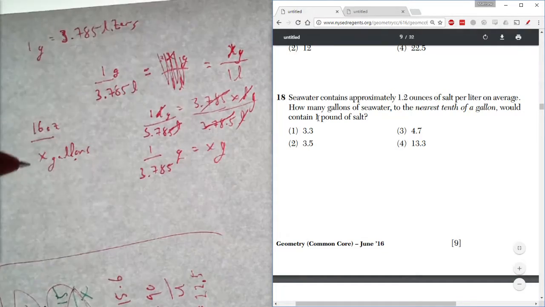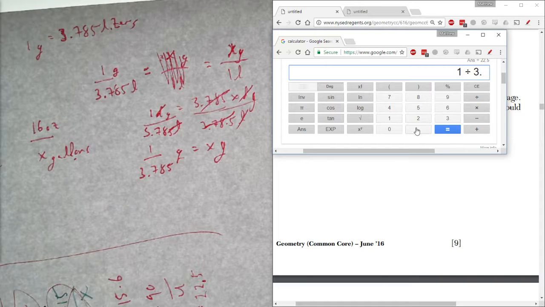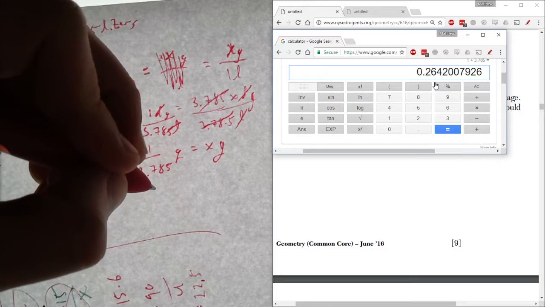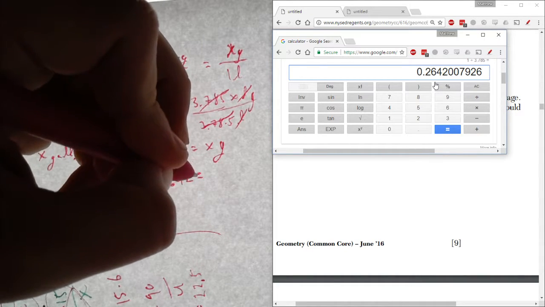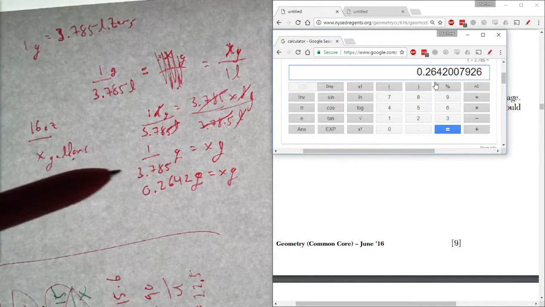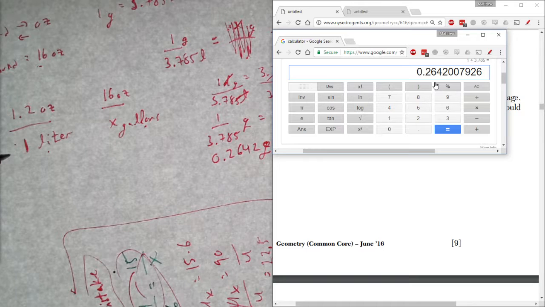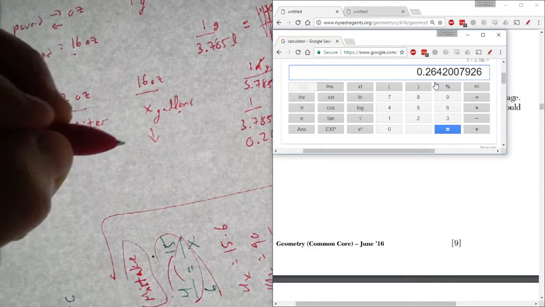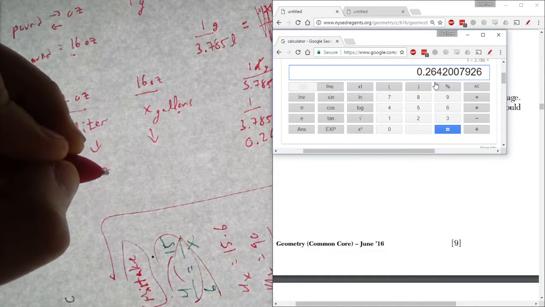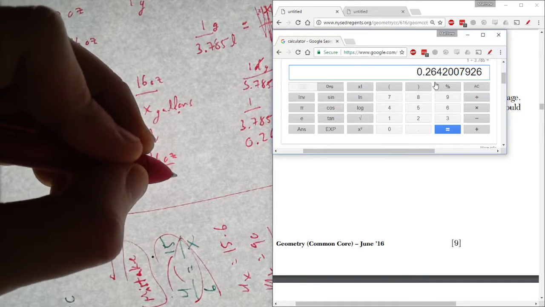Gallons is equal to X gallons, and 1 over 3.785 is 0.2642. After 2 zeros, it's probably safe to stop there. So I just found that if I have only a liter, 1 liter is equal to 0.2642 gallons. So now I can rewrite this as 1.2 ounces over 0.2642 gallons is equal to 16 ounces over X gallons.